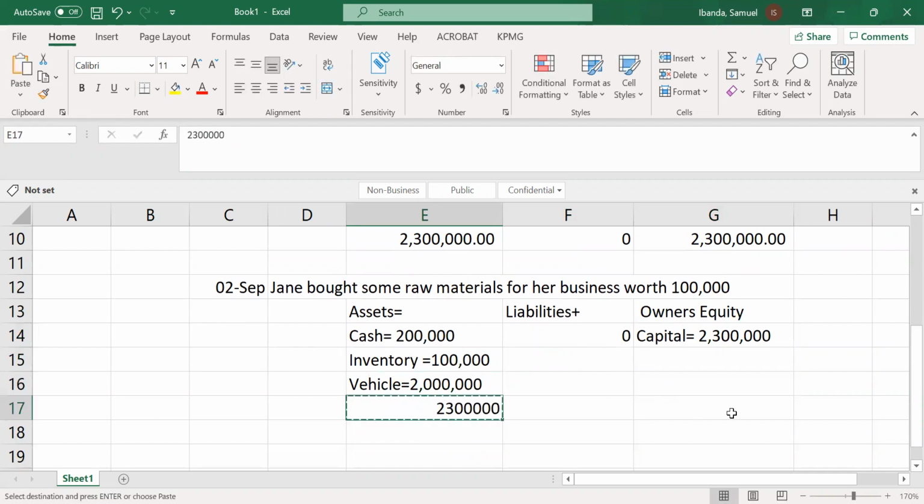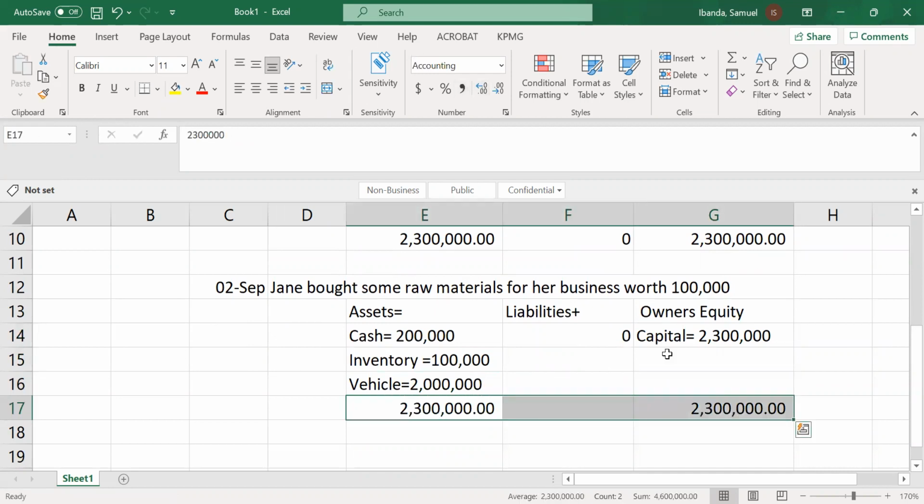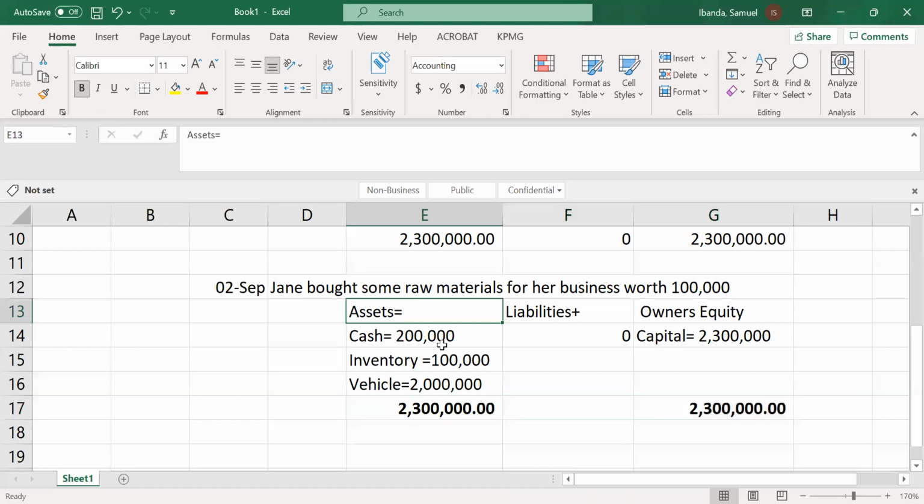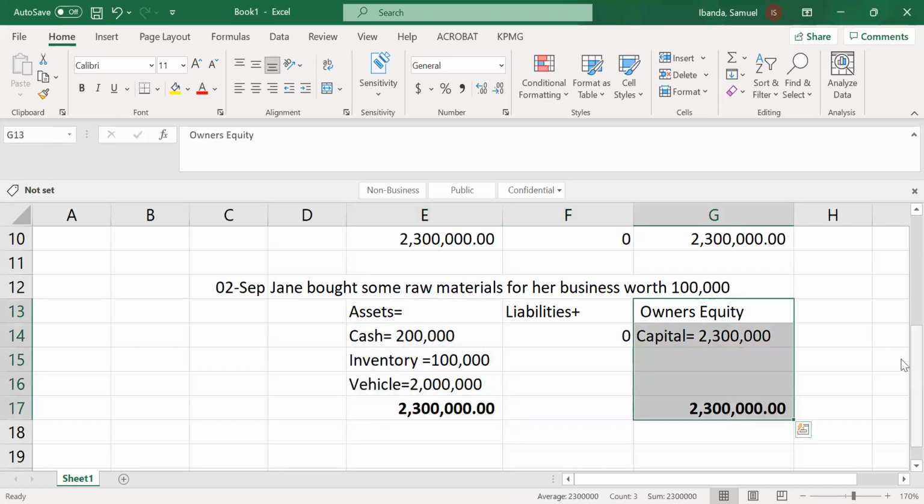Which is exactly the same 2.3 that we have here, as we see here. So what this means is that we've actually been able to have our accounting equation balance.